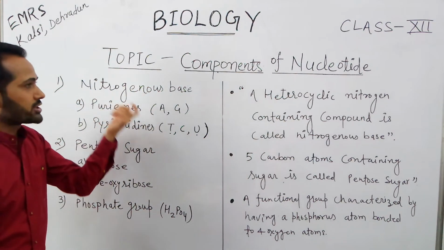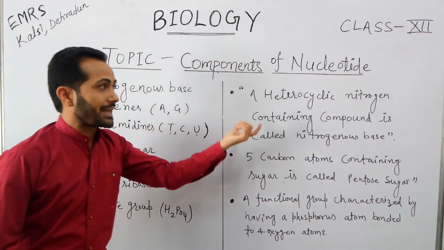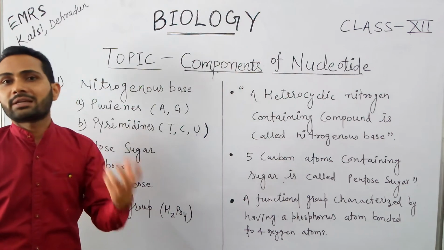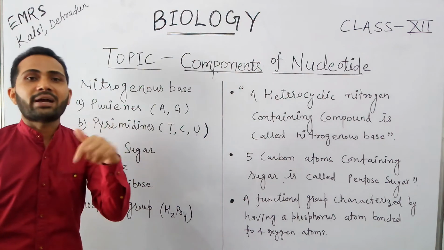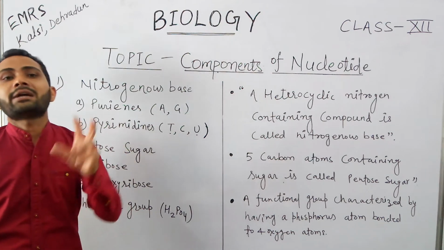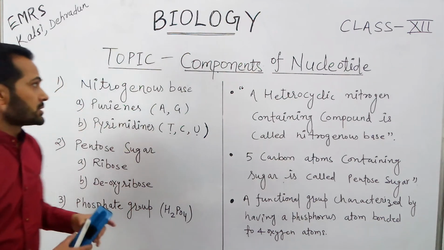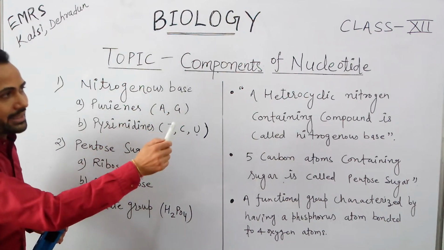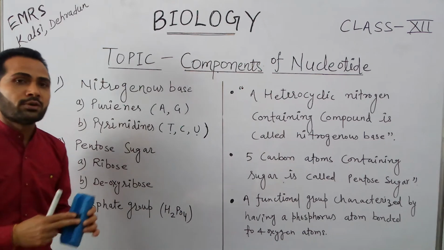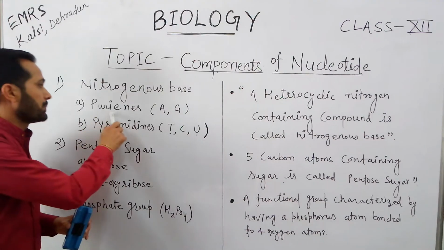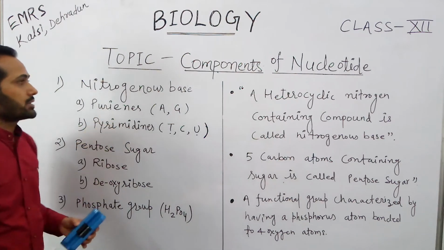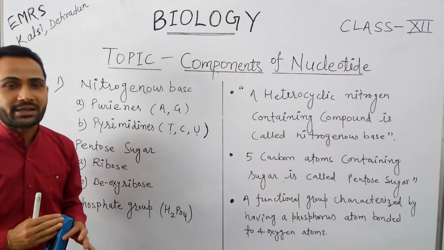So a nitrogenous base is a heterocyclic nitrogen containing compound. It means the other element besides carbon is nitrogen. That's why it is a nitrogenous base: a ring structure which contains carbon and nitrogen in its ring. There are two types of nitrogenous bases, purines and pyrimidines. Both these nitrogenous bases are present in the nucleotides.